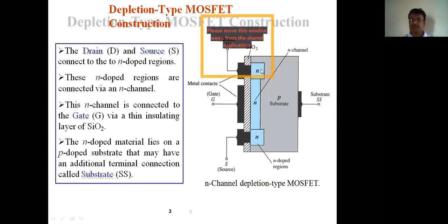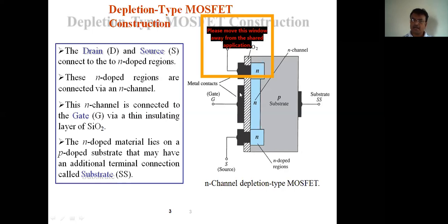MOS. This region is connected to the drain terminal through a metal. This N-type region is connected to the source. The N channel is connected to the gate through a silicon dioxide layer, SiO2, which is nothing but a dielectric or insulating medium. See, there is no physical connection. The N channel is connected to the gate region via silicon dioxide, which is an insulator.